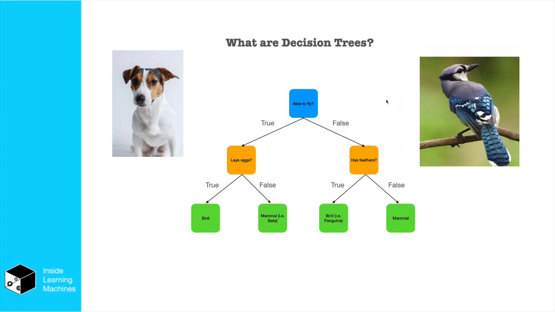Our next example is that of a blue jay. We start again at the root node, and we ask, can a blue jay fly? And it can. So we move now to the left. And blue jays do lay eggs. So we again move to the left, and we make a prediction that it's a bird. So this is, again, accurate. And I hope that this illustrates exactly how a decision tree works.